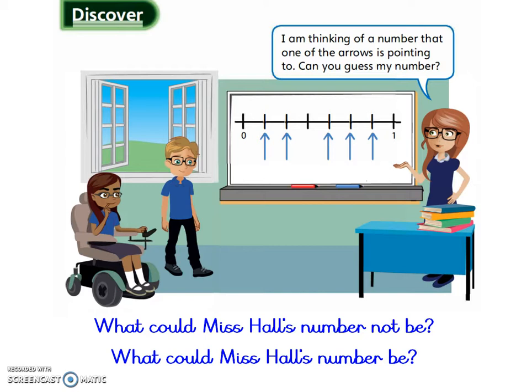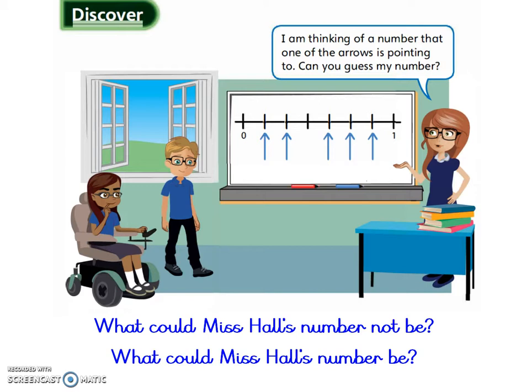When we move on to question 1b, we can see that Miss Hall gives a statement: I'm thinking of a number that one of the arrows is pointing to. Can you guess my number? So question 1b is asking what could Miss Hall's number not be, and what could Miss Hall's number actually be? This is where we're going to use the information from question 1a to help us.